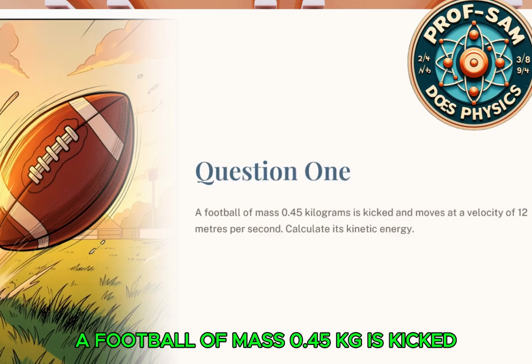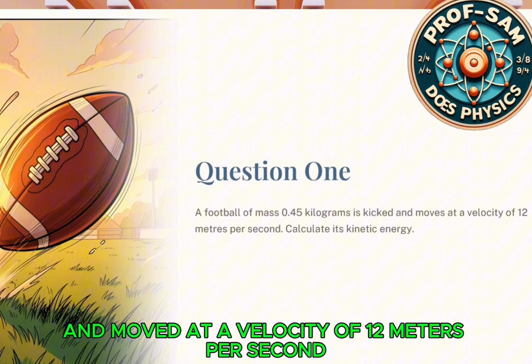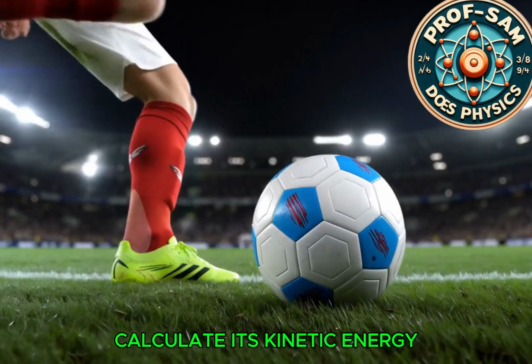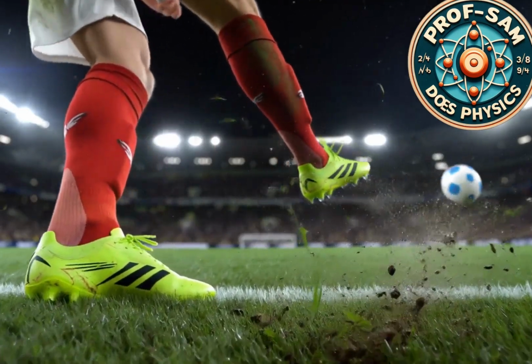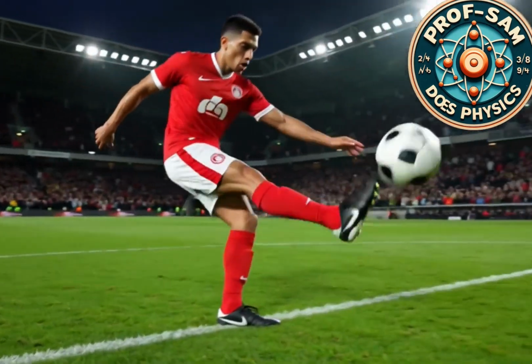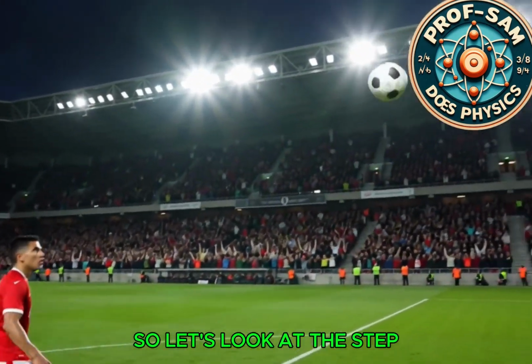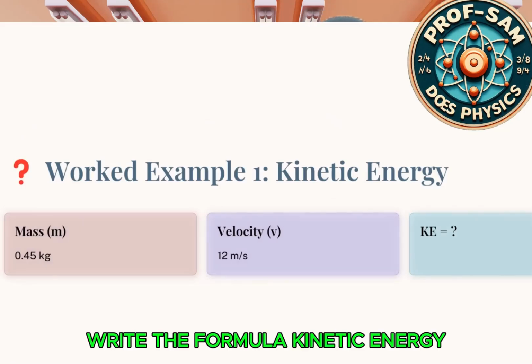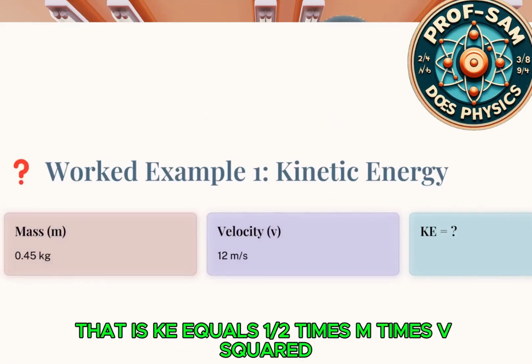Here is question 1. A football of mass 0.45 kilograms is kicked and moved at a velocity of 12 meters per second. Calculate its kinetic energy. So let's look at the steps. Step number 1. Write the formula. Kinetic energy, that is KE equals 1/2 times m times v squared.